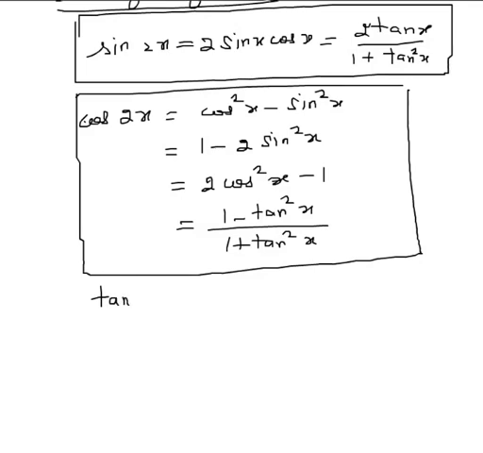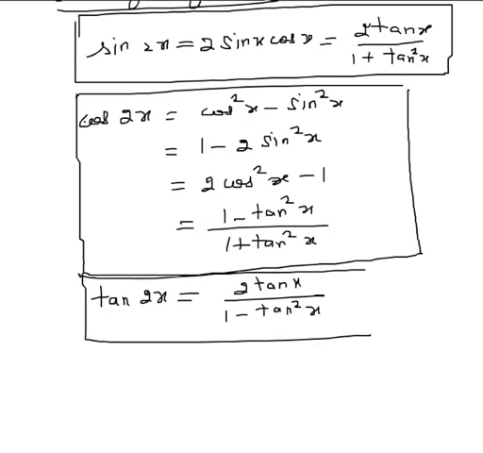Similarly, using the tan x plus y formula, we can derive the formula for tan 2x, which is 2 tan x divided by 1 minus tan square x. These are the two-angle formulae. So you have to memorize all these two-angle formulae: sin 2x, cos 2x and tan 2x.